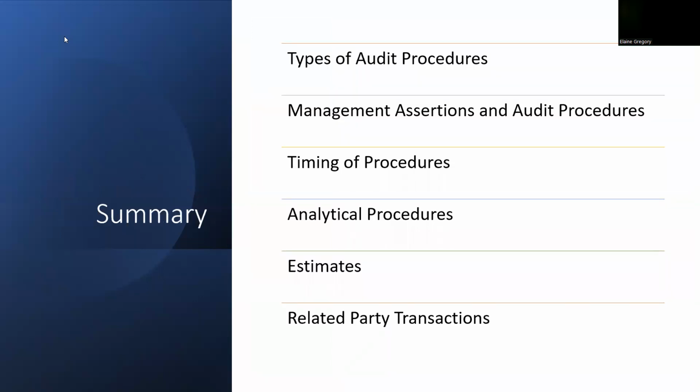So what we covered briefly is the different types of audit procedures, management's assertions, and the audit procedures to follow them. When should these procedures be performed? What type of analytical procedures we could do? How to determine estimates and the rationale behind estimates. And finally, related party transactions. As always, please read your book carefully. This is just an overview.